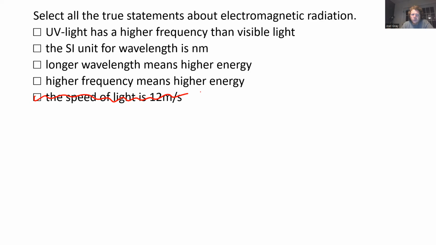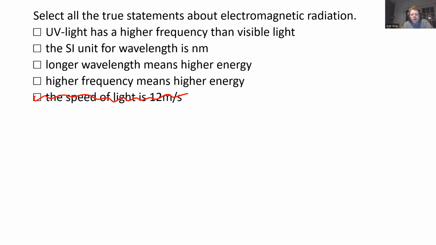In addition to that, you are given a couple of different constants in your formula sheet, and one of them is 3.0 times 10 to the 8th meters per second. It's the only one that's going to be in meters per second. So speed of light matters, and you'll see that. Anyway, so I'm going to eliminate that.